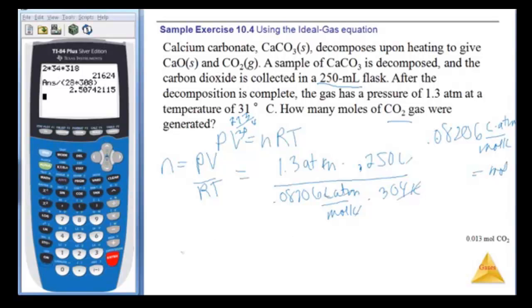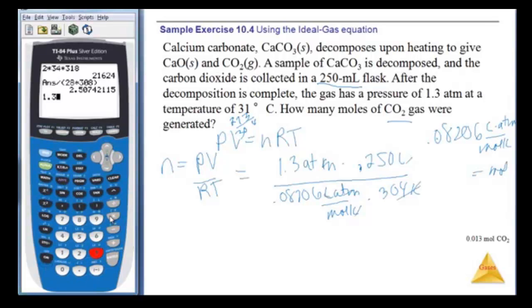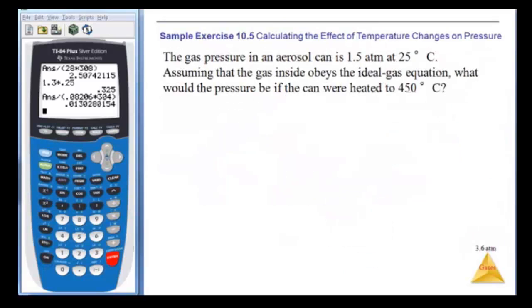Okay, so if I punch this, I'm going to get 1.3 times 0.25 divided by, in parentheses, 0.08206 times 304, close parentheses, and I get 0.013 moles of CO2. And it looks like I want two sig figs, 0.013 moles. Okay, let's take a look at another.